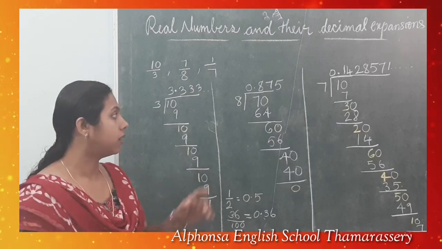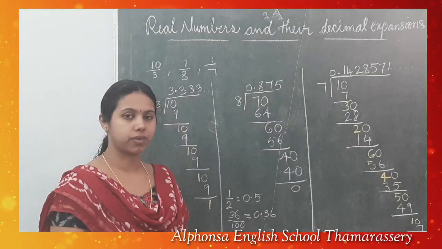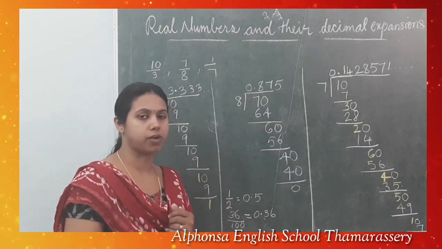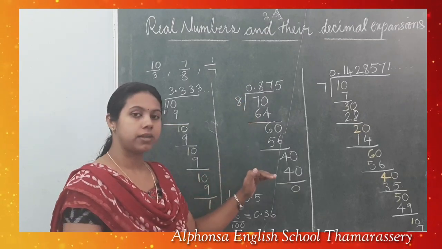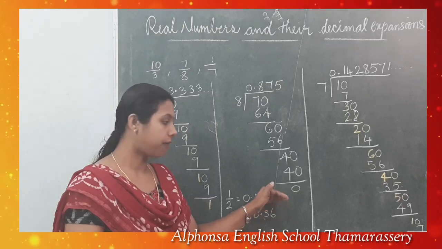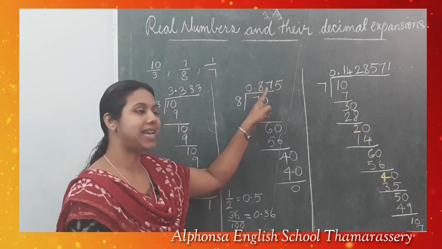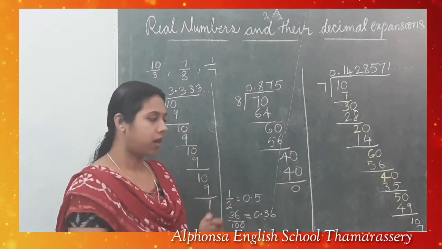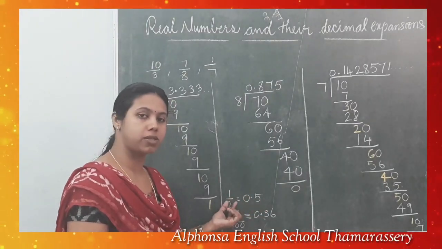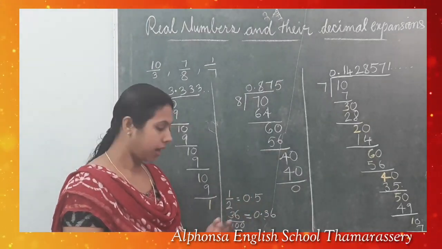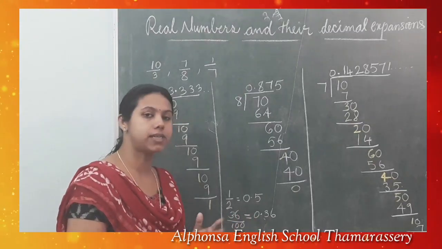The case 1, first case. Look at this example. In the first case, the remainder becomes 0. In the example 7 by 8, the remainder becomes 0 after some steps. And the decimal expansion of 7 by 8 is 0.875. If you take another example like 1 by 2, we know the decimal expansion of 1 by 2 is equal to 0.5. And the decimal expansion of 36 by 100 is equal to 0.36.